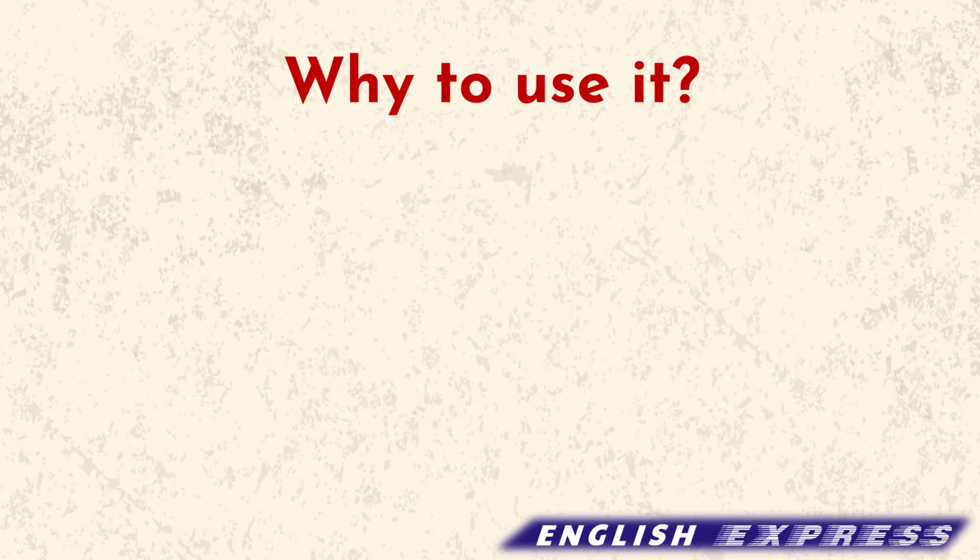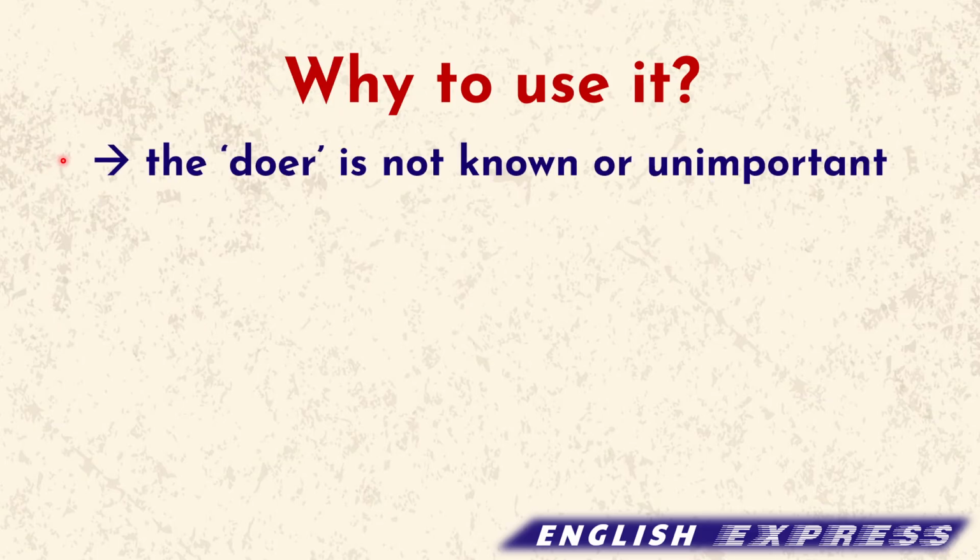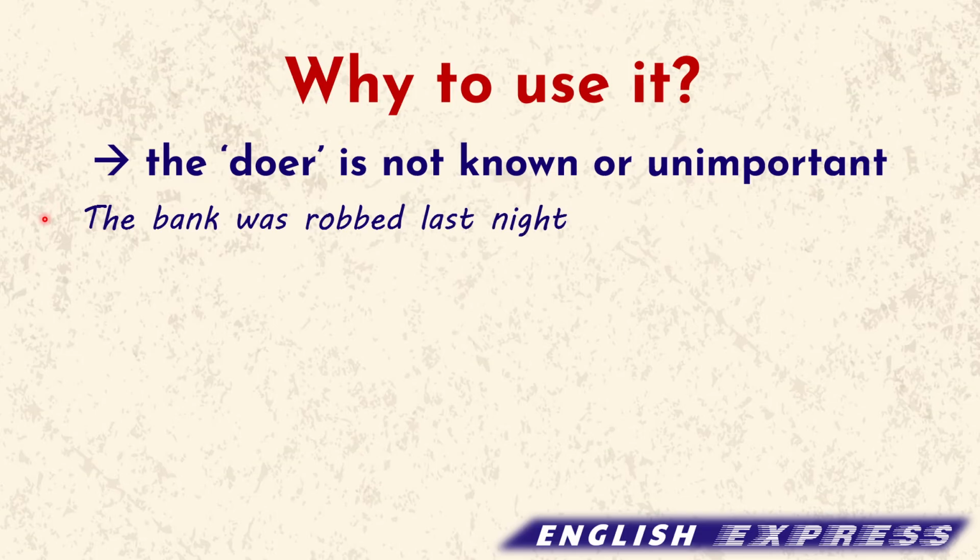And a typical question in my classes, why use it? And it's true. If we can describe the same action with the active and with the passive, why do we want to complicate things with the passive? Three main reasons. First one, the doer is not known or unimportant. The doer, the subject of the sentence, the person or thing which is doing the action. For example, the bank was robbed last night. In this sentence, I don't know who robbed the bank, so I can start with the bank, with a passive.